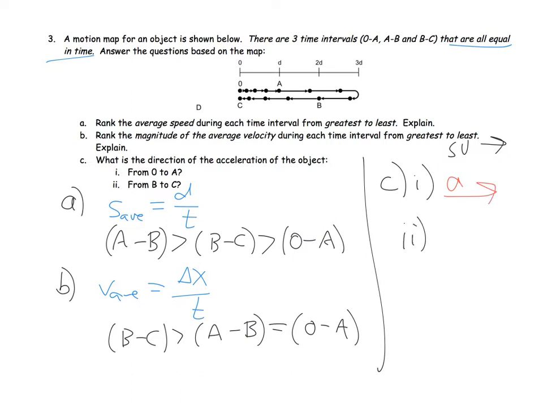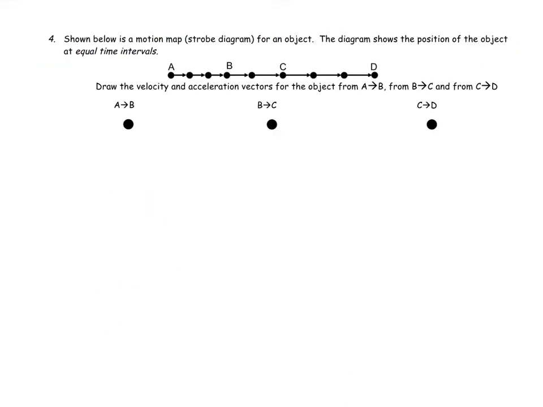And the direction of the acceleration from B to C. If I look here, I see that the dots are getting closer together, indicating that the object is slowing down while traveling to the left, which means that my acceleration actually is still to the right, opposite the direction of my velocity. So in both cases, both from 0 to A and from B to C, my acceleration is to the right.